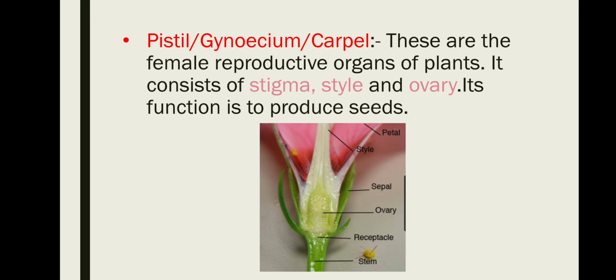Next is the pistil, which is also known as gynoecium, and in some books it is mentioned as carpel. These are the female reproductive organs of the plant. It consists of stigma, though the stigma is not shown here, so you can see the style and ovary. Its function is to produce seeds. The gynoecium is basically the fourth and last whorl, which is interiorly situated in the flower, or you can say in the floral appendages of the reproductive shoot, that is, the flower. Each carpel resembles a leaf in having 3 vascular traces.